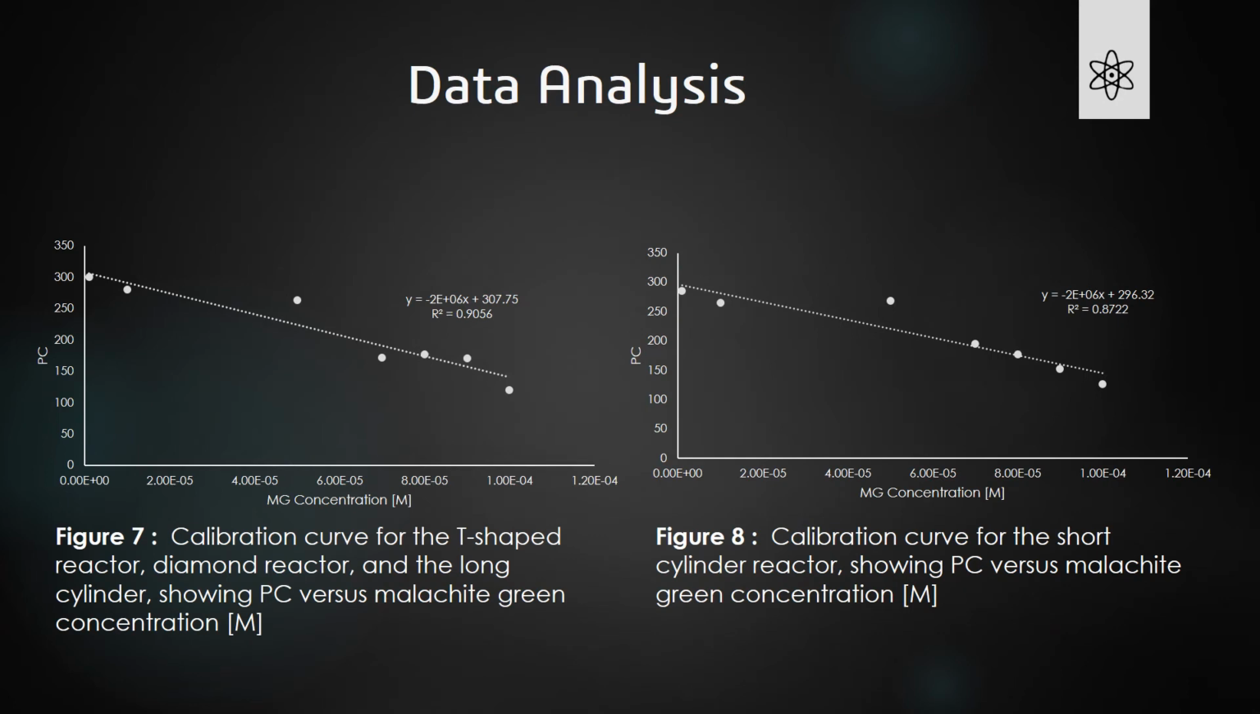The calibration curve plots malachite green concentration versus the PC. This calibration curve will be used to determine the final concentration of Mg from the experimentally calculated PC. After calculating the final Mg concentration, the conversion of Mg can also be calculated. The calibration curve in Figure 7 was used to find the Mg conversion of the T reactor, diamond reactor, and the long cylinder reactor. Figure 8 was used to find the Mg conversion of the small cylinder reactor.